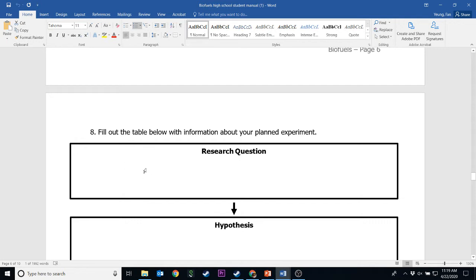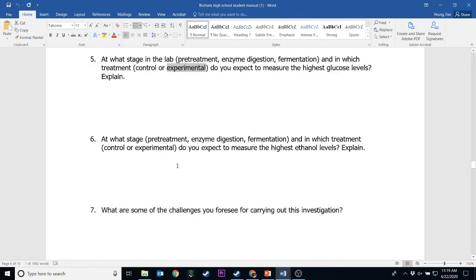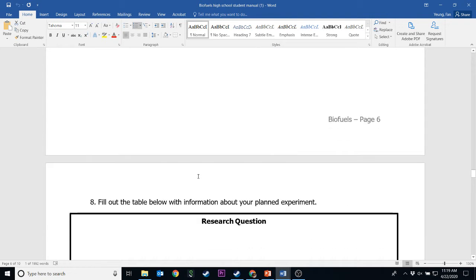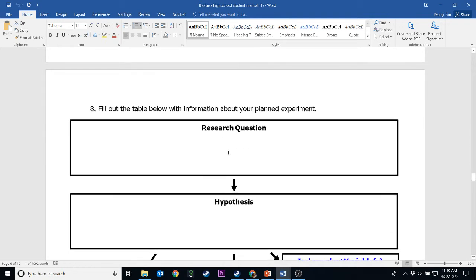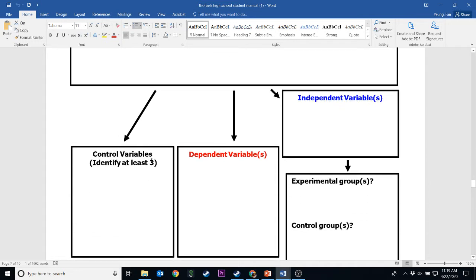Now this table is basically a summary of all these questions that you have, from the answers that you have for these questions. So what you have here is, of course, you write down your research question, your hypothesis, right? You should have that already. Now control variables, remember you have to write down what are the 3 things that will be the same. You need to go back and read the lab, see what can you pick as the 3 things that are the same. Now, dependent variable is what is going to change based on the independent.